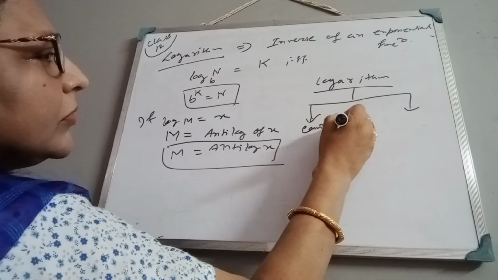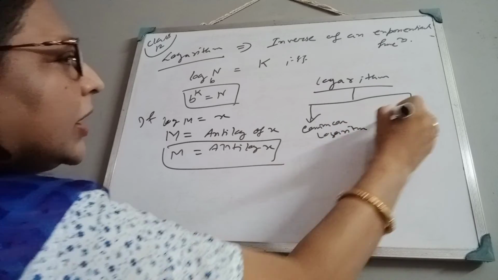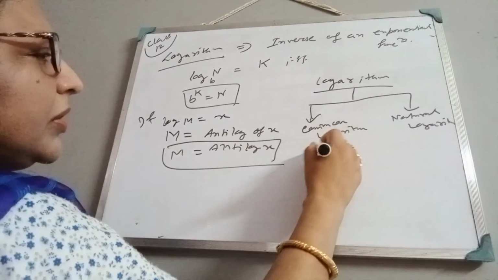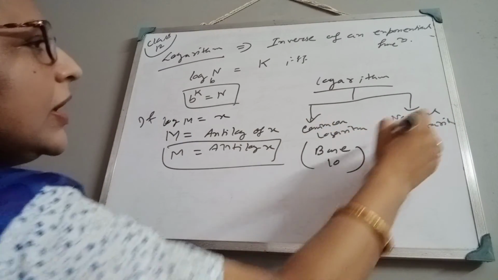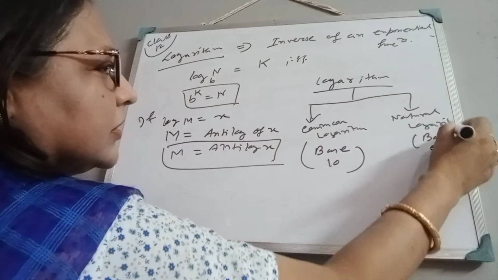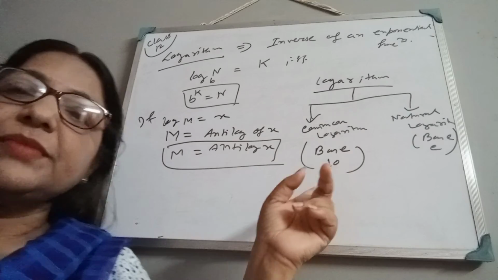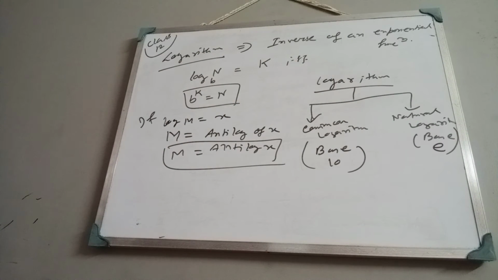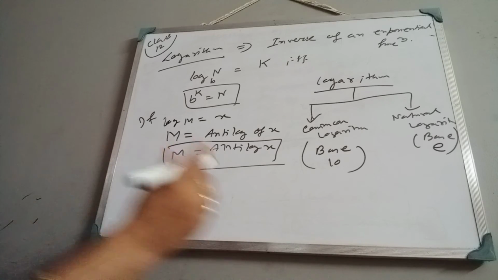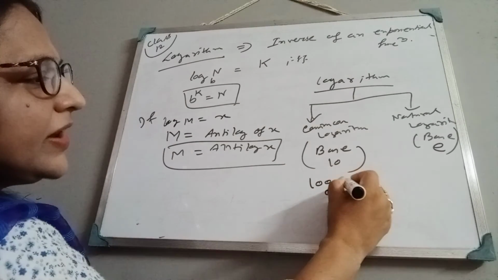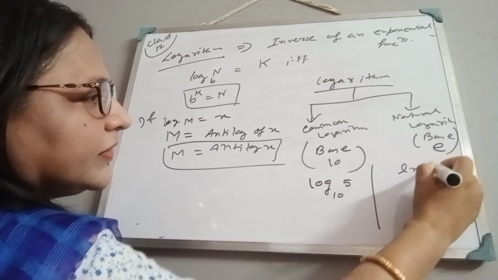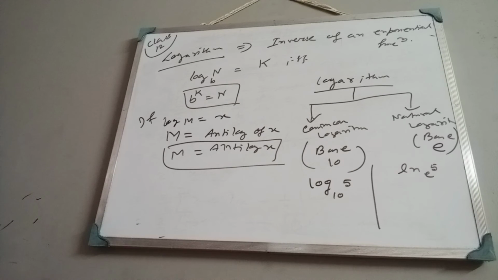common logarithm. Another is natural logarithm. Okay, common logarithm we always use as base 10, and natural logarithm we use the base as e. Remember this, base e, not c. Now common logarithm we write as log. Say if I write log 5, that means base is 10. And natural logarithm, if we write ln 5, then the base is e. Okay, this is the difference.